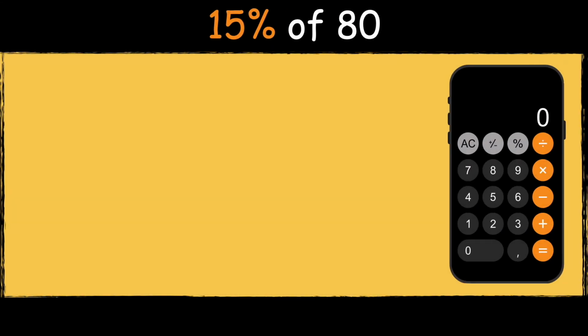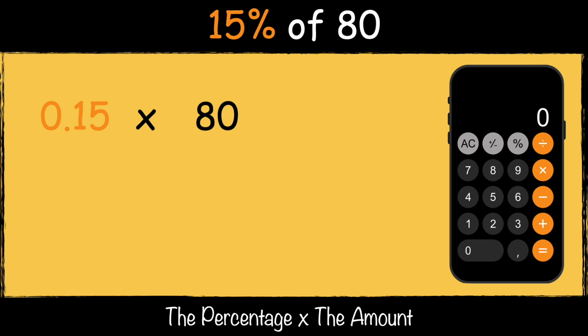Let's say we want 15% of 80. On calculators, you do the percentage as a decimal multiplied by the amounts. First, we think of 15 as a decimal, which is 0.15. So 0.15 multiplied by 80 equals 12.